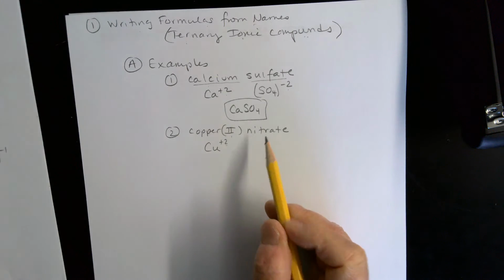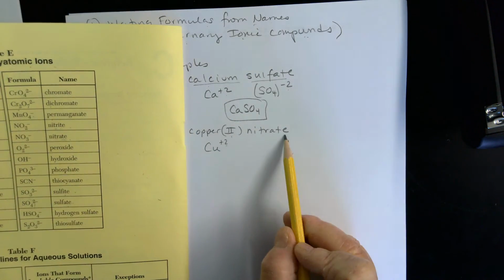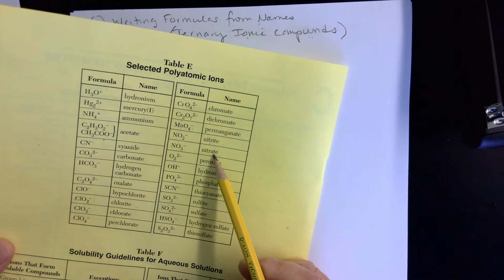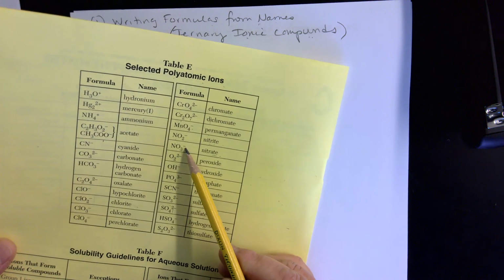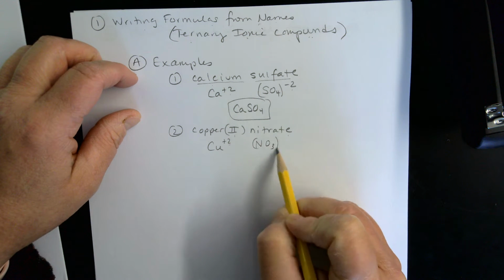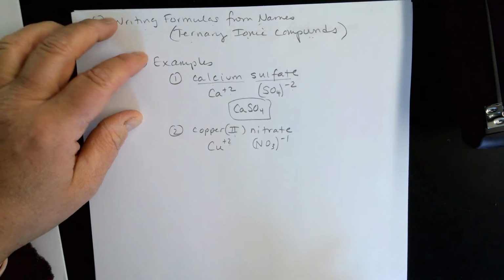But then we're going to look at our nitrate. We find nitrate on our reference table E. Nitrate is NO3 with a -1 charge. So I'm going to put that NO3 in parentheses and put a -1 charge next to it.